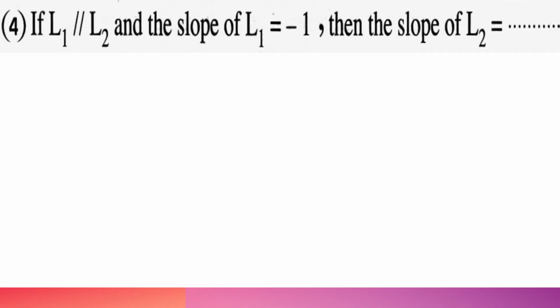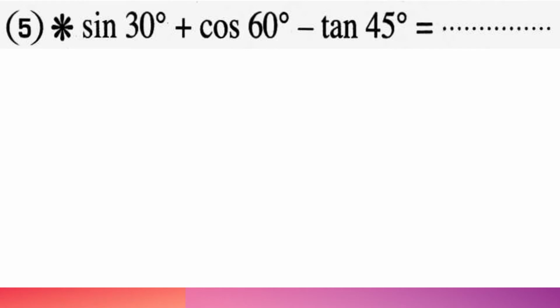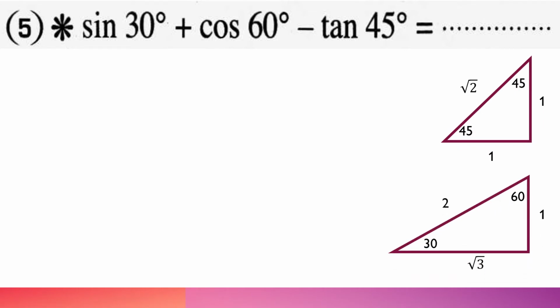Question 4. If L1 is parallel to L2 and the slope of L1 is -1, then the slope of L2, we took before, the two slopes are equal, so the second slope will be -1. Question 5 wants to find sine 30 plus cosine 60 minus tan 45. I drew for you the 45 triangle and the 30-60 triangle. Sine 30 is, we know, 1 over 2, plus cosine 60, it is also 1 over 2, minus tan 45, it is 1. So this quantity gives 0.